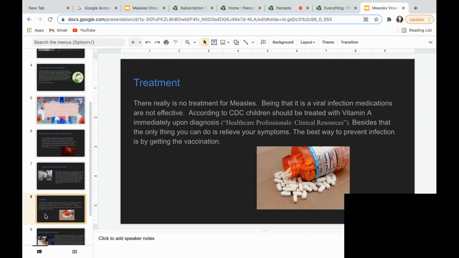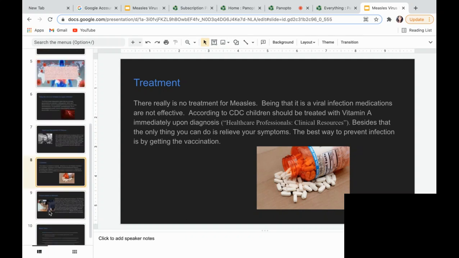Treatment. There really is no treatment for measles. Being that it is a viral infection, medications are not effective. According to the CDC, children should be treated with vitamin A immediately upon diagnosis. Besides that, the only thing you can do to relieve your symptoms is take ibuprofen for your fever or put a cream on your rash. But yeah, the best way to prevent the infection is really by getting vaccinated. Like your kids, or if you don't have it, to revaccinate yourself.